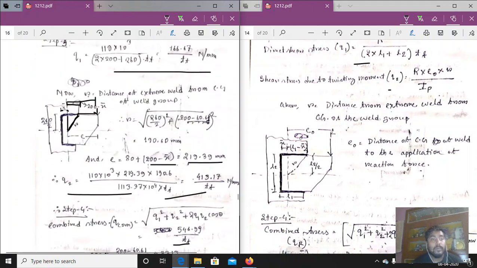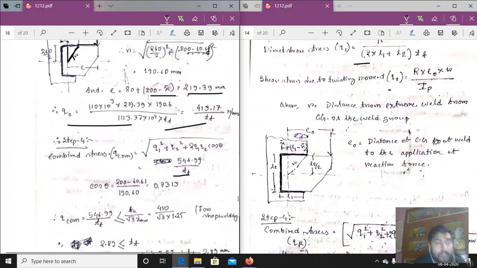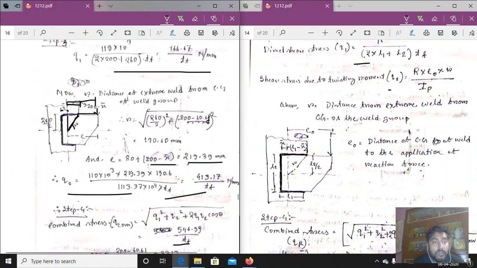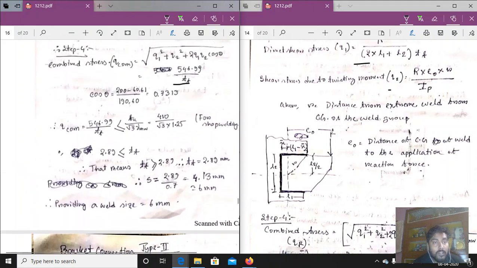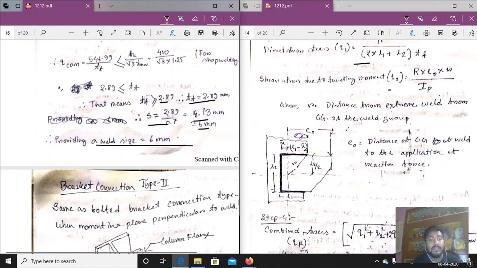So cos theta we have determined. If this is theta, this is the base and this is the hypotenuse, so base equals 200 minus x bar. Putting all the values we have calculated, Tt we are getting is 2.89. Tt should be greater than or equal to 2.89. S equals 2.89 by 0.7, which is 4.13. Taking 6 mm, we provide a weld size of 6 mm.